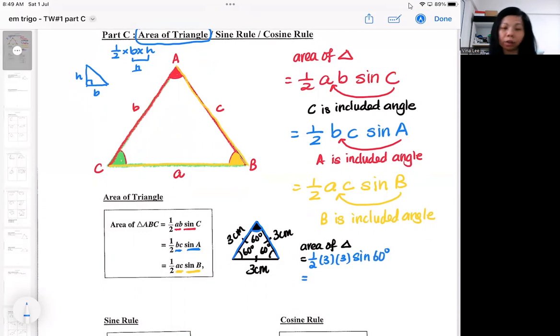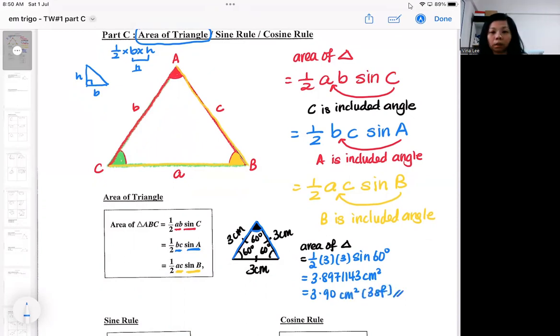And then you punch the calculator directly. Most probably, sometimes you're not going to get a very nice answer. When you don't get a very nice answer, you round it off to a 3 significant figure answer. So that is a very simple example on an equilateral triangle.